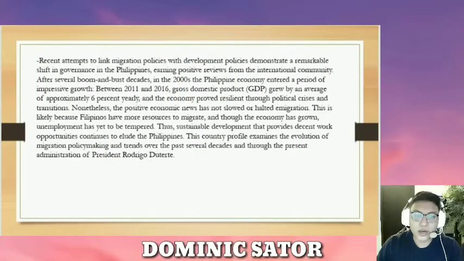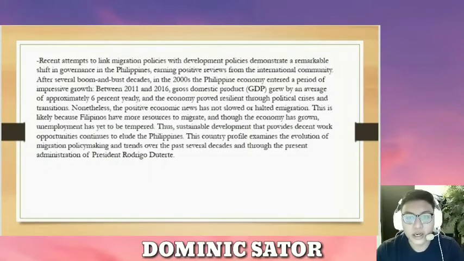Recent attempts to link migration to policies we develop demonstrate a remarkable shift in governance in the Philippines, earning positive reviews from the international community after several boom and bust decades. The Philippine economy entered a period of impressive growth between 2011 and 2016. Gross domestic product, or GDP, grew by an average of approximately 6% yearly, and the economy proved resilient through political crises and transitions.